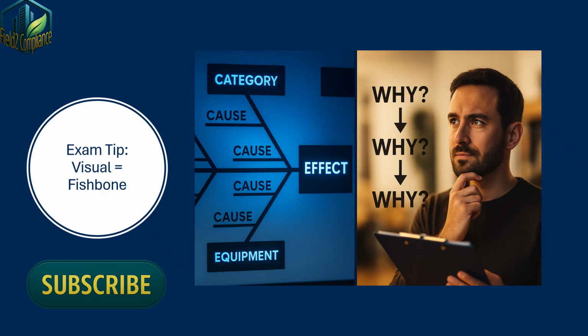Here's your quick recall cue. If the question says, maps cause and effect relationships visually, it's the fishbone diagram. If it says, asks why repeatedly, that's the 5 whys. Keep that difference sharp. Picture the diagram in your mind and lock it in.